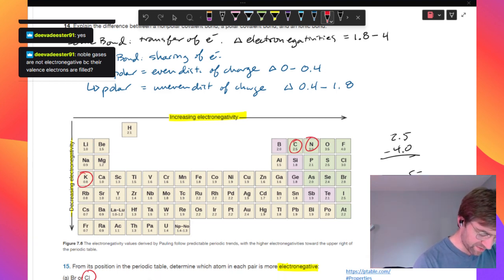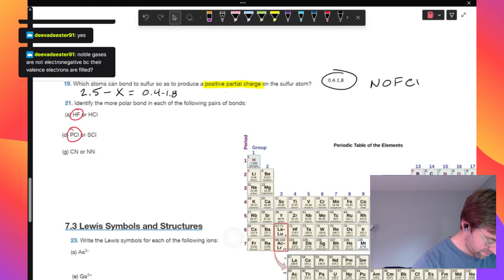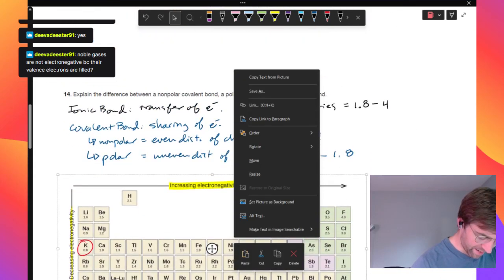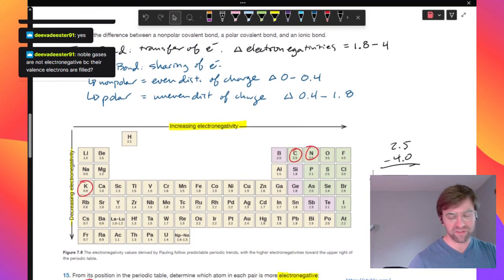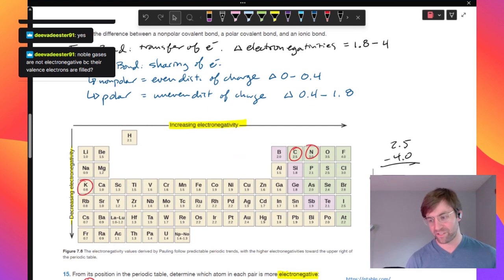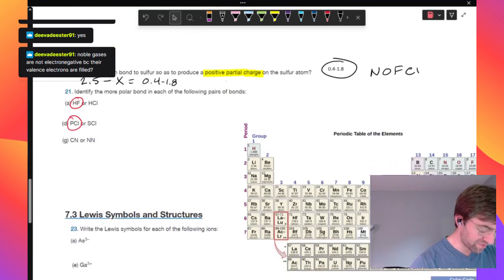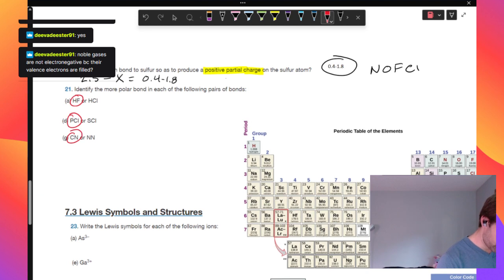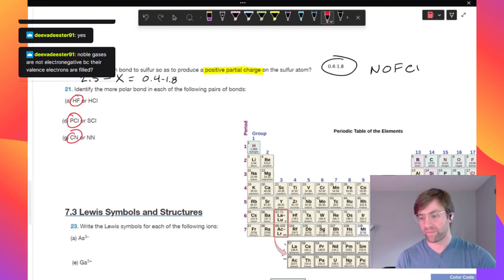So the difference between CN or NN. This one we don't even need to look at the periodic table. Nitrogen and nitrogen would have an electronegativity difference of 0, and so CN, carbon and nitrogen, is our more polar bond.